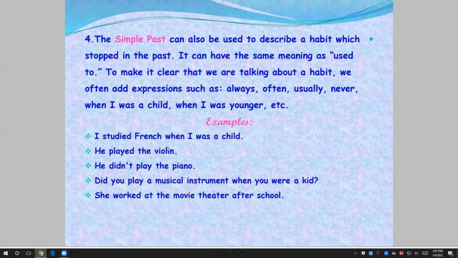Okay, so another example can be, he didn't play the piano. That means perhaps he plays the piano now, but in the past he didn't play the piano. Did you play a musical instrument when you were a kid? She worked at the movie theater after school. So the simple past can also be used to describe a habit which stopped in the past.